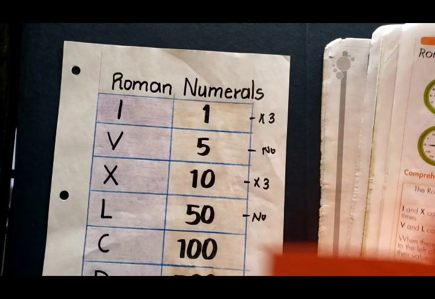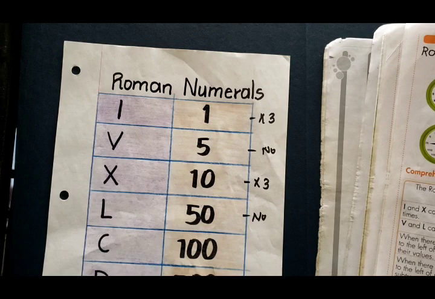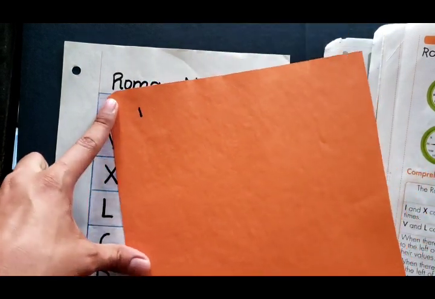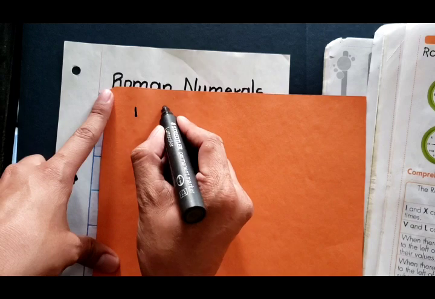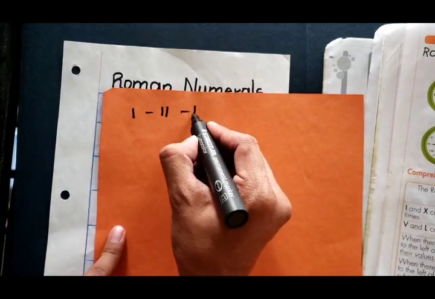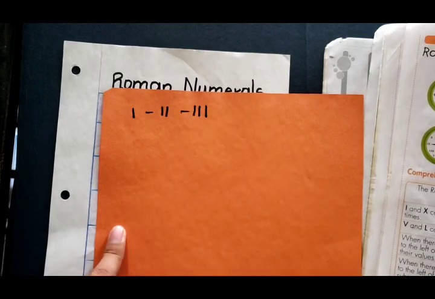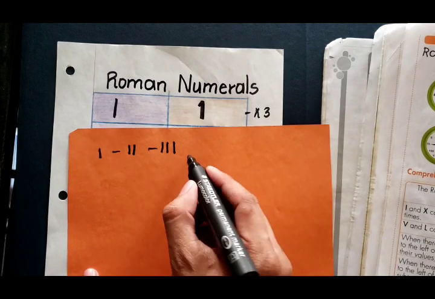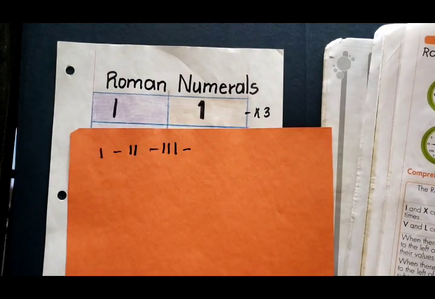Let's see, if I tell you, I need you to write the Roman numeral 1. What are you going to do? Oh, very easy, mister. 1. Now write number 2. 1, 2. Write number 3. 1, 2, 3. Remember that we cannot repeat it more than 3 times. So now we need to change to write the number 4.